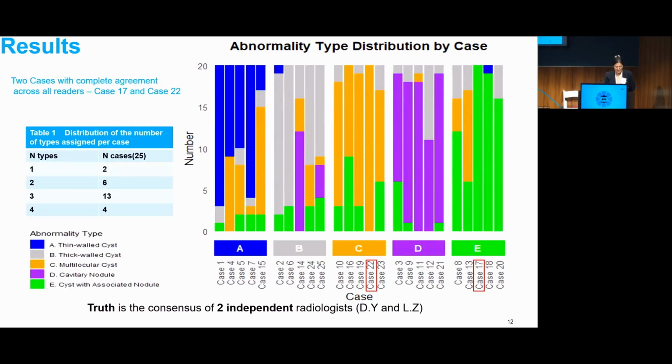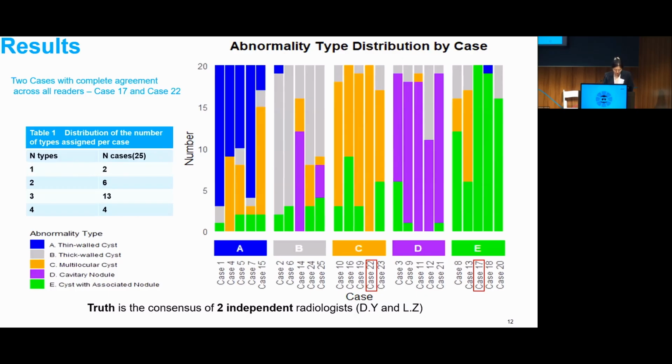This is the analysis results. In these colorful images, the x-axis represents the cases. There are 25 cases here, 5 cases for each type. The 25 cases were presented to the 20 radiologists in random order. The truth is the consensus of 2 independent radiologists. The y-axis represents the number of radiologists.